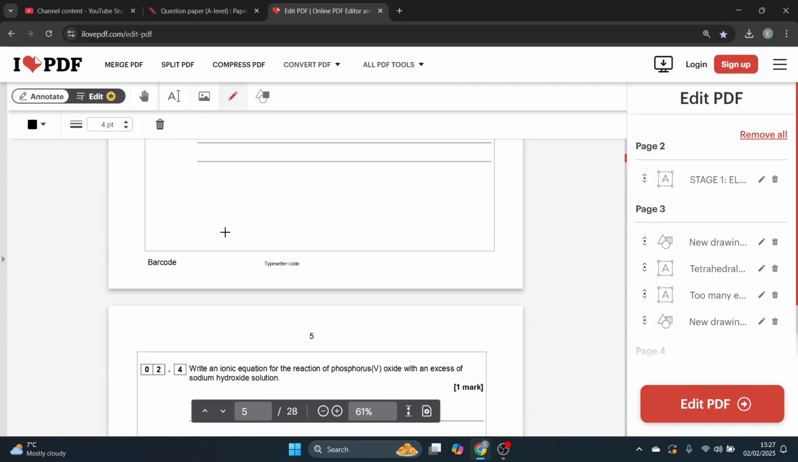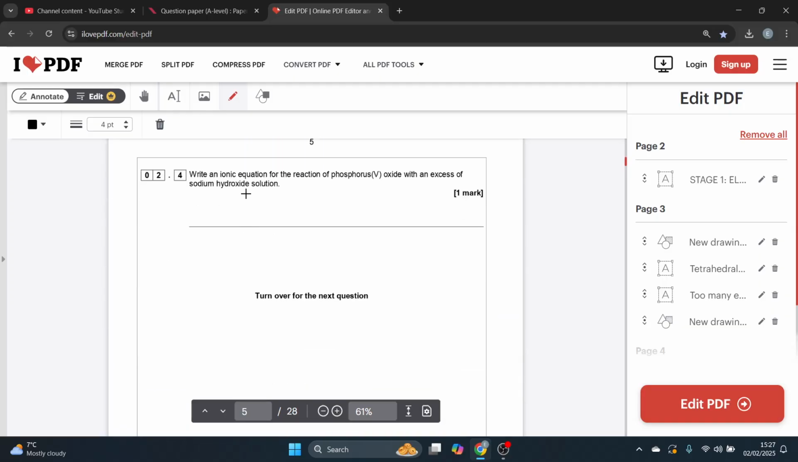Give the ionic equation for the reaction of phosphorus oxide with excess sodium hydroxide solution. P4O10 plus 12OH- gives 4PO4 3- plus 6H2O. And is this in the textbook? Period 3 elements and oxides. It is not.